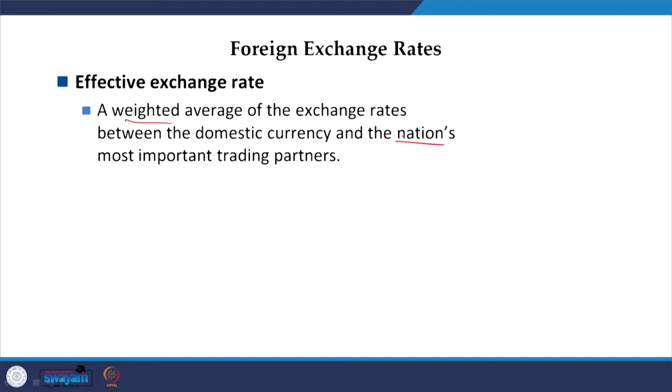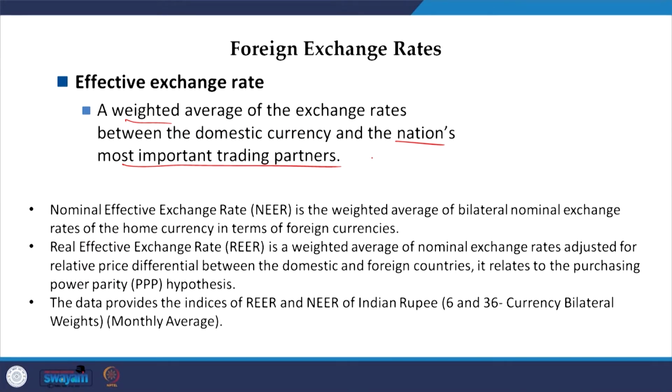Coming to another type of exchange rate, called effective exchange rate. Effective exchange rate is basically a weighted average of the exchange rates between the domestic currency and the nation's most important trading partners' currencies. So, instead of just referring to dollar or only euro, like India's currency, how many rupees you can purchase with $1, it is not just dollar, but the standard currencies and how many rupees against each of them.